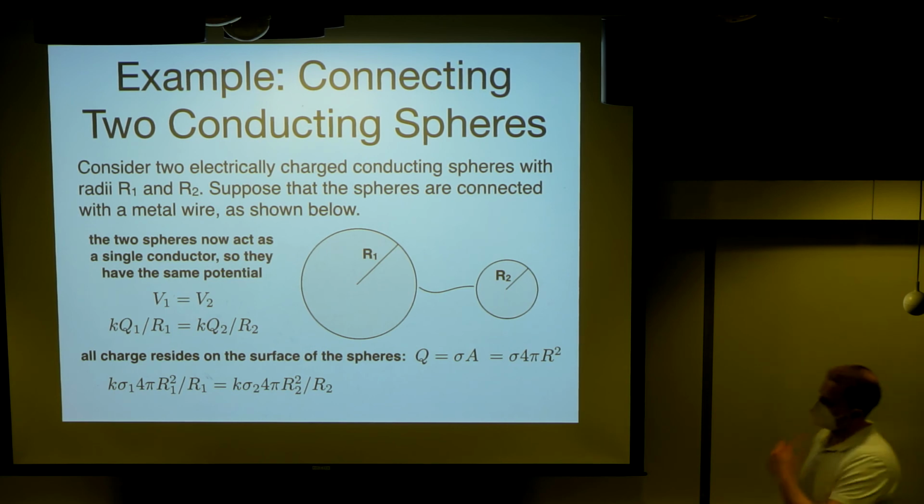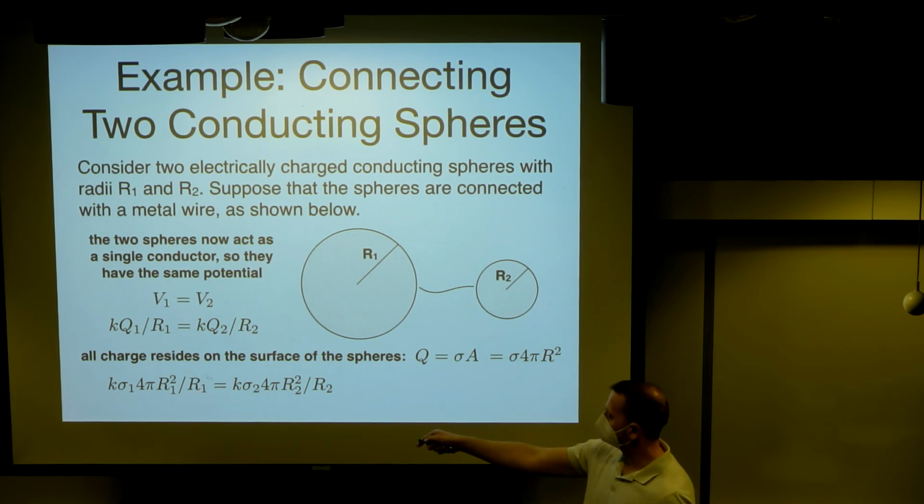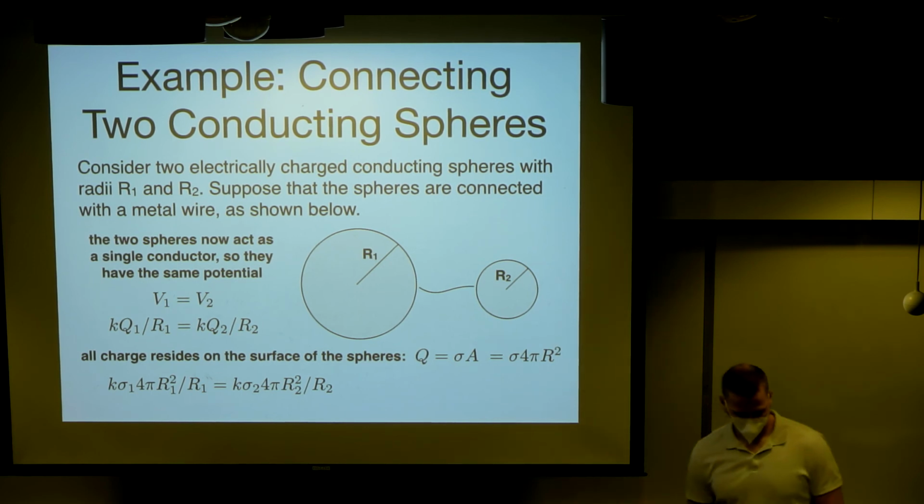Here's what it looks like when I do it for Q1. I have K, that's always there. Sigma 1, 4 pi r1 squared. Again, that's just my substitution for Q right there. Divide R. Then, same thing for 2, right? It's the same exact expression, but with 2 subscripts.